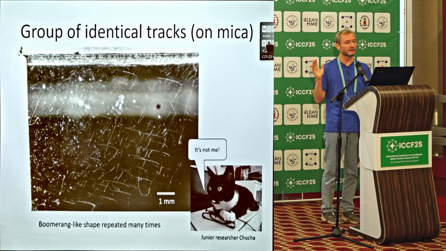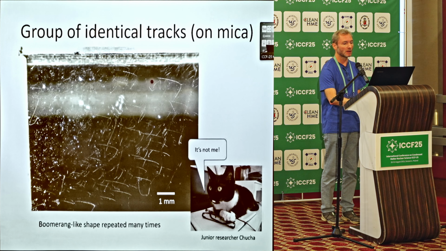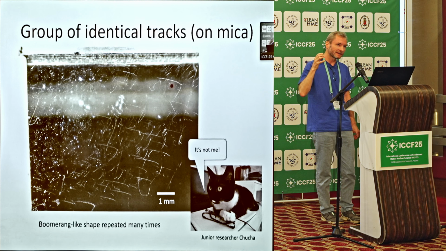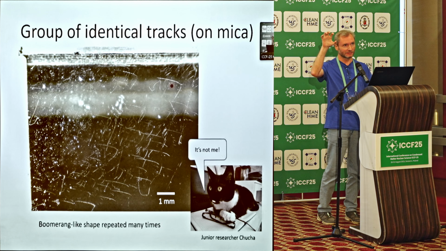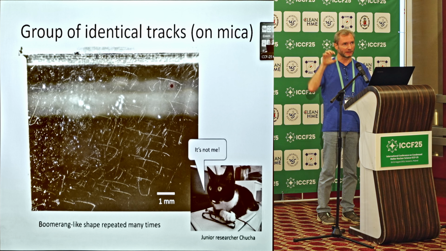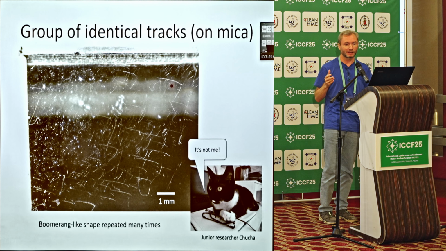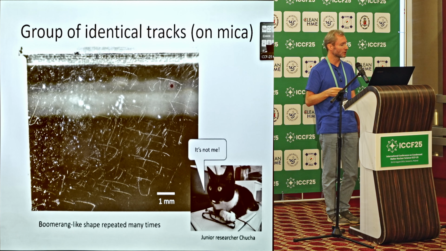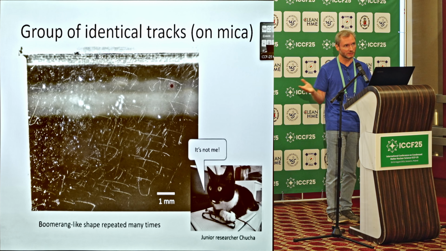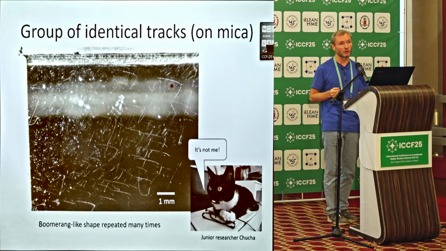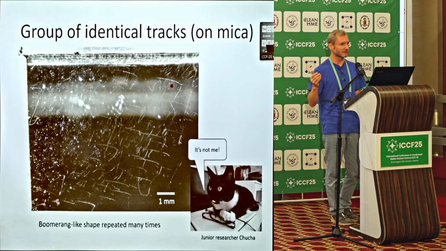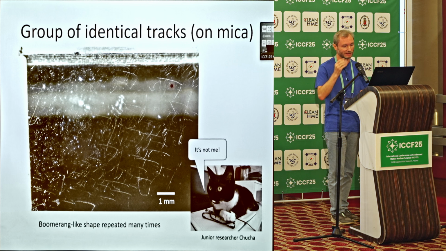Example of a group of identical tracks. So you can see here a boomerang-like shape that is repeated many times. It looks like when a cat scratches clothes. Yes, we have a cat. Her name is Chucha. I asked her. She said, no, it's not me. It's true because she's younger than that picture.